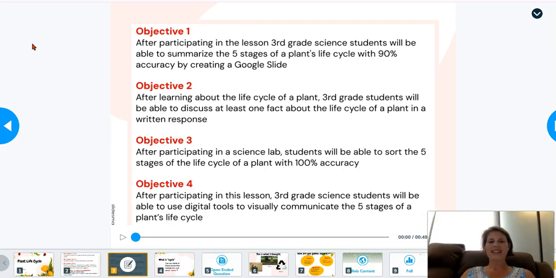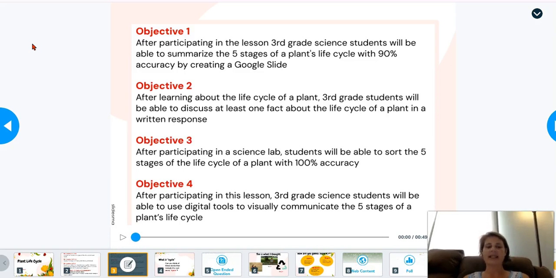After participating in the lesson, 3rd grade science students will be able to summarize the 5 stages of a plant's life cycle with 90% accuracy by creating a Google slide presentation. After learning about the life cycle of a plant, 3rd grade students will be able to discuss at least one fact about the life cycle of a plant in a written response. After participating in a science lab, students will be able to sort 5 stages of the life cycle of a plant with 100% accuracy. And after participating in this lesson, 3rd grade science students will be able to use digital tools to visually communicate the 5 stages of a plant's life cycle.